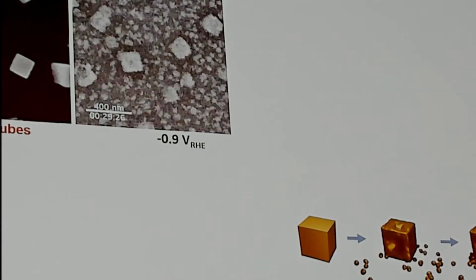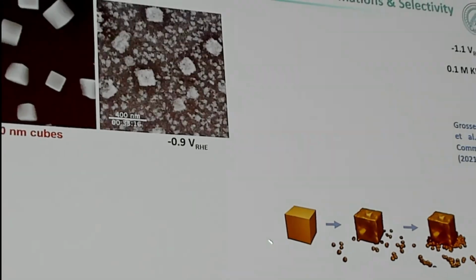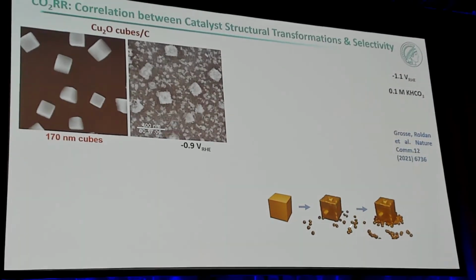So the initial disruption of the cubes, so we see this is my initial catalyst, then you see the breaking up of the cubes, you see these small particles forming. This happens very fast. And then you reach kind of a stable state. And this catalyst is the one that is making ethylene.